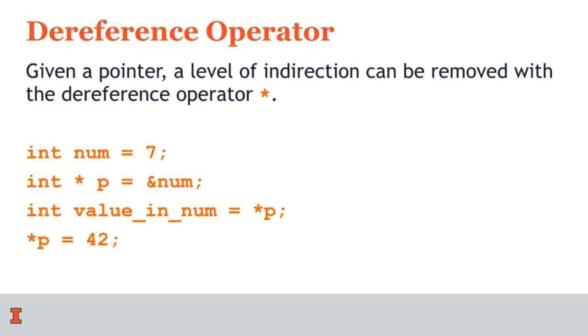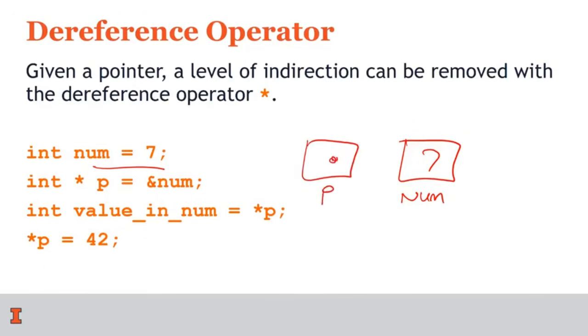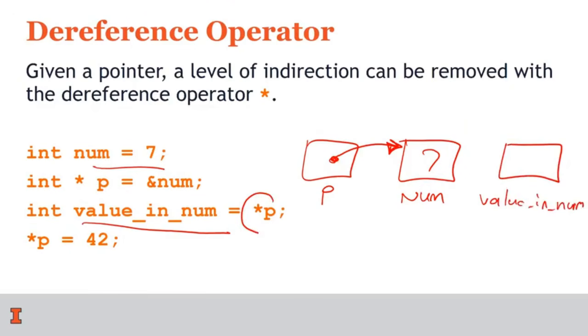So looking at a quick sample code before we look at a full program, here we have integer num equals 7. So we have a piece of memory whose name is num. It has the value of 7. Then we have the variable p, which is a whole other chunk of memory. It is a pointer, and it points to the address of num. The value_in_num is a third variable, and this value_in_num is going to take on the dereferenced value of p. So we're going to look at p, and once we see what p is pointing to, then we can go ahead and copy that value, 7, into value_in_num.